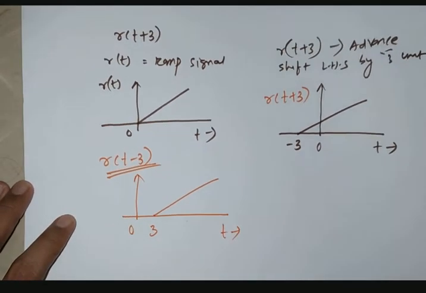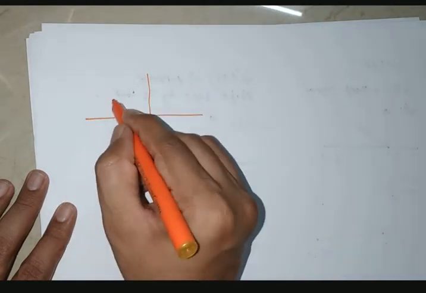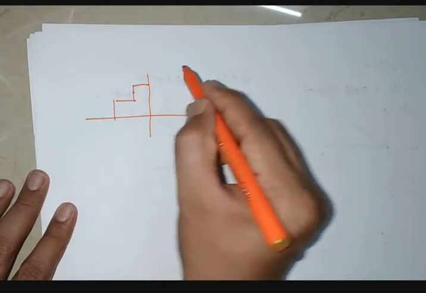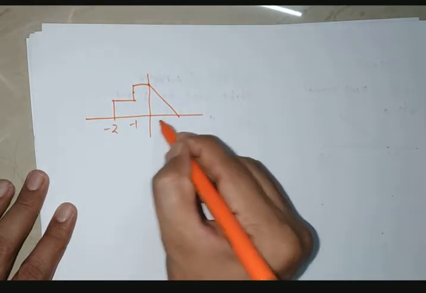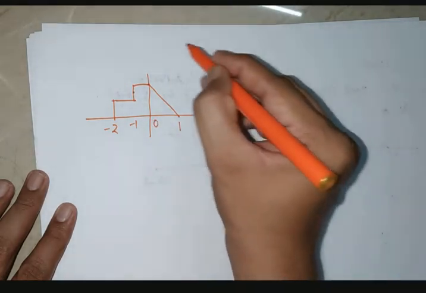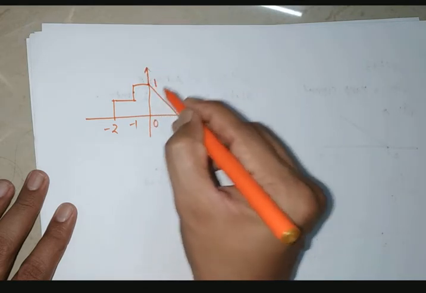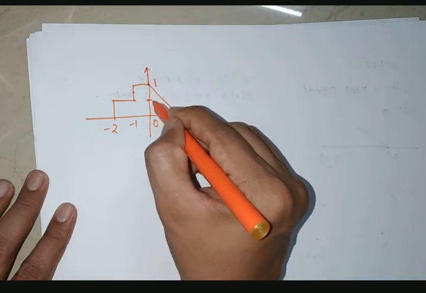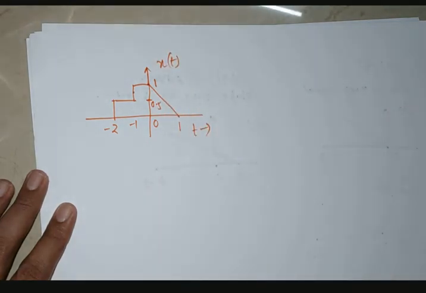Clear? I hope you people clear. Now if I'll give any random signal like this, okay, let minus 2 minus 1 0, this is 1 and this is amplitude, not matter, that 1, this is 0.5, x of t, this is t.